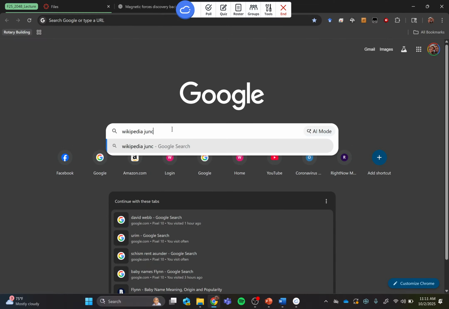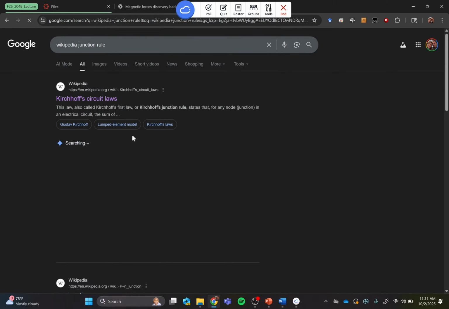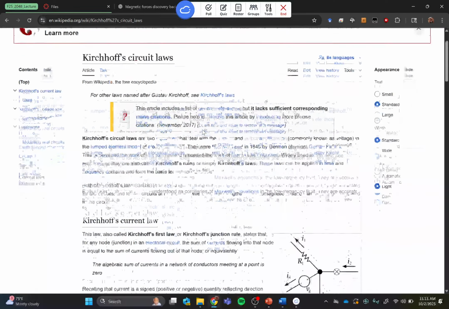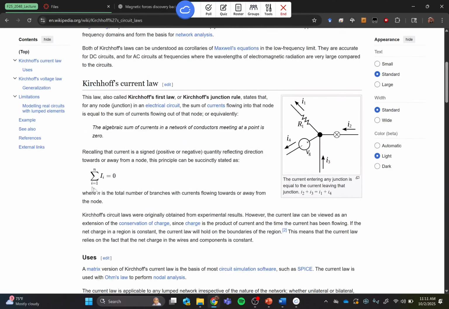Wikipedia, junction rule. Why am I looking this up? On Wikipedia, the junction rule is listed as the sum of currents equals 0. Why do they write it this way? They say currents going in. I guess it's arbitrary. Let's say that currents going in are positive and currents going out are negative. It doesn't actually matter which way you define it. What's important here is they just put it all on one side.